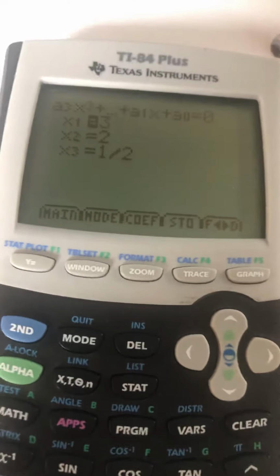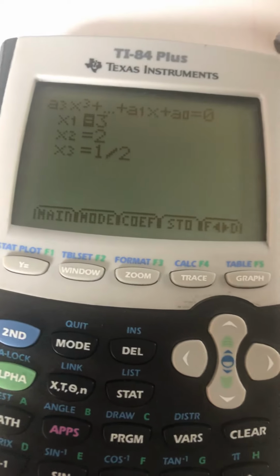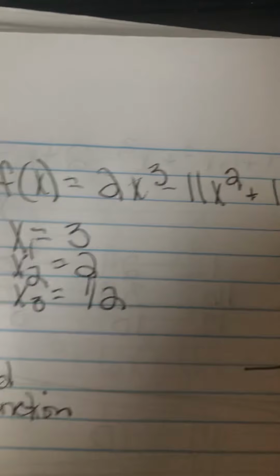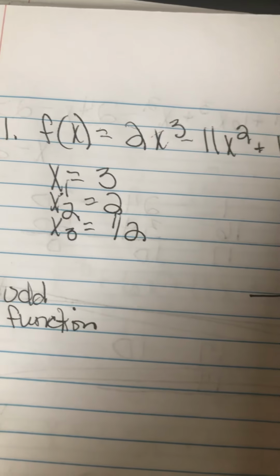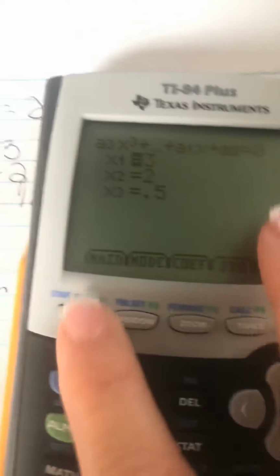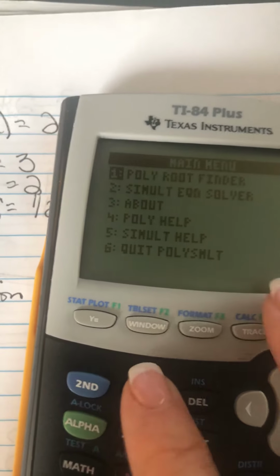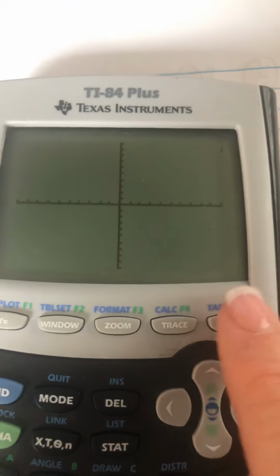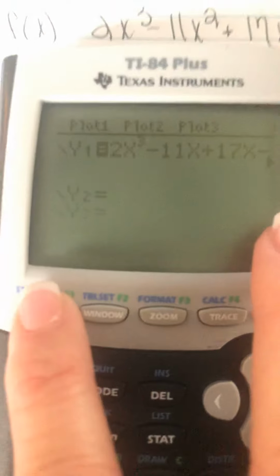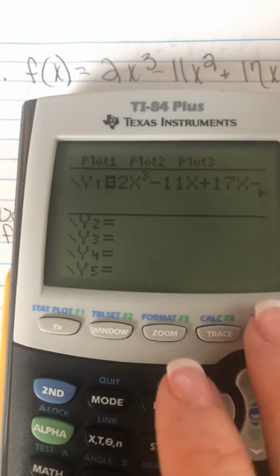And there it is. There are my roots: x equals 3, x equals 2, and x equals 1/2. If you'll see here, I went ahead and wrote that out. If we want to look at our graph, I guess I took it out of this, so I can quit and then go to graph. We're going to see that our graph is crossing. Actually, it's going to be very hard to see. Let's see here if it's in correctly. Yep.